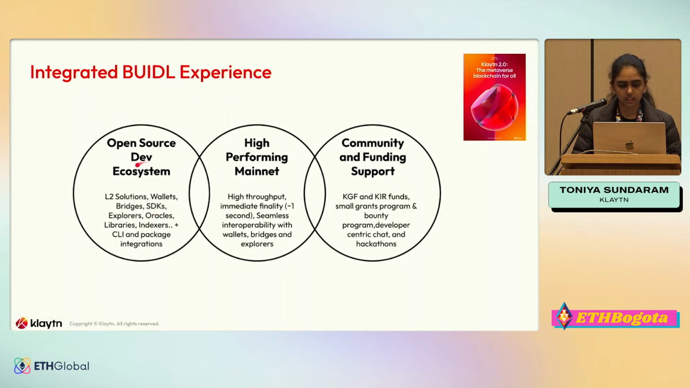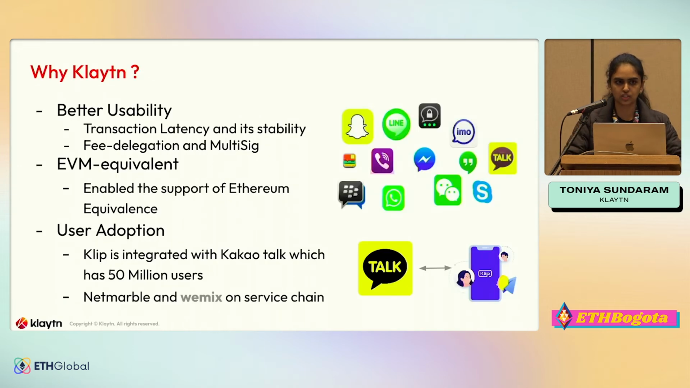And like I said, we have a high performing mainnet. So you can build applications which require low transaction latency, and it can be easily interoperated with other networks because we have support for bridges and DEXs. And the last is community support. We provide KGF and KIF funds. So if you have a very interesting use case, we are also ready to support through funds. And if you have some bounty programs as well, you can contribute to the ecosystem.